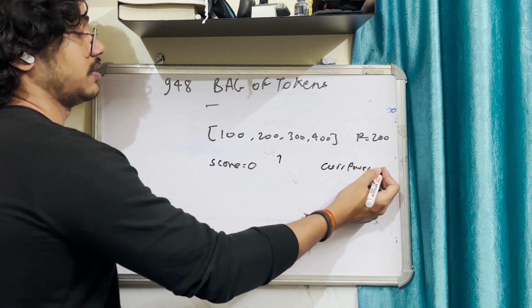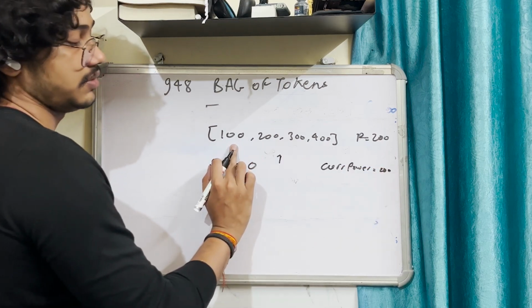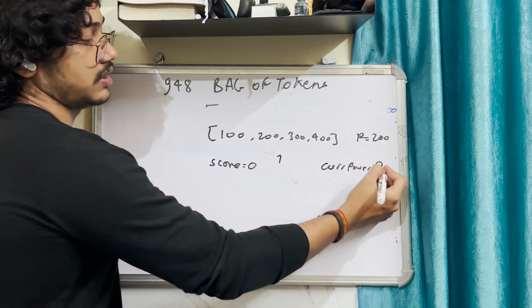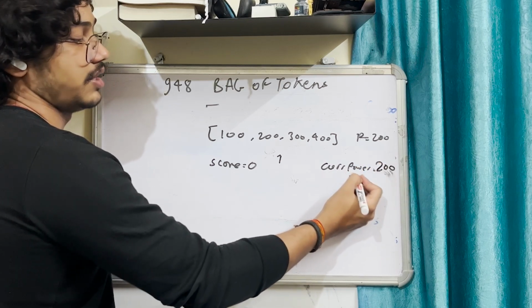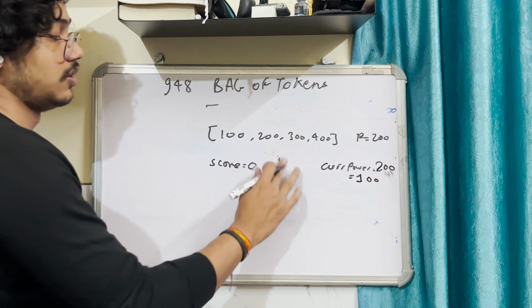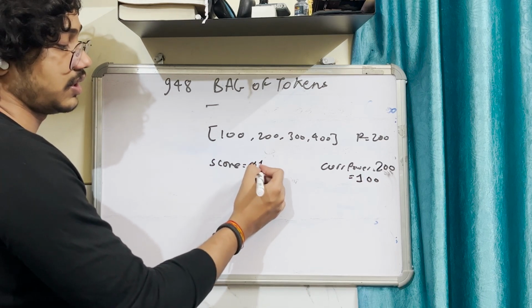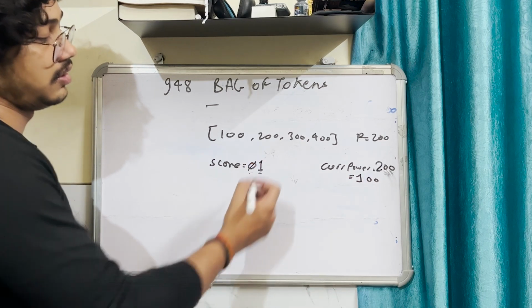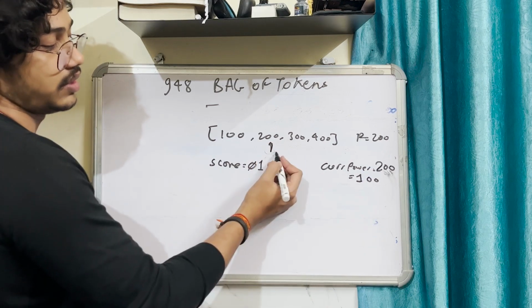Initially it is 200. Okay. You did a transaction with this. So current power will change to 100, 200 minus 100. Score will change from 0 to 1. Okay. Then you will come here. You will check you can't do a transaction.